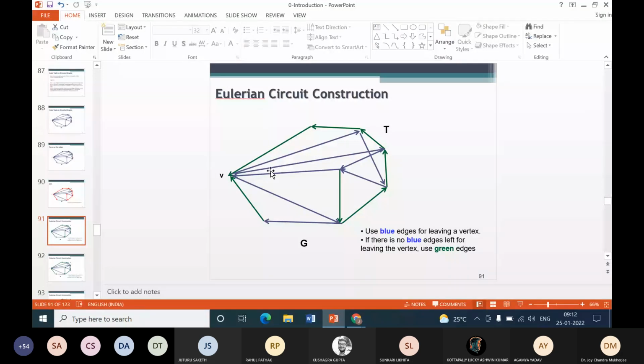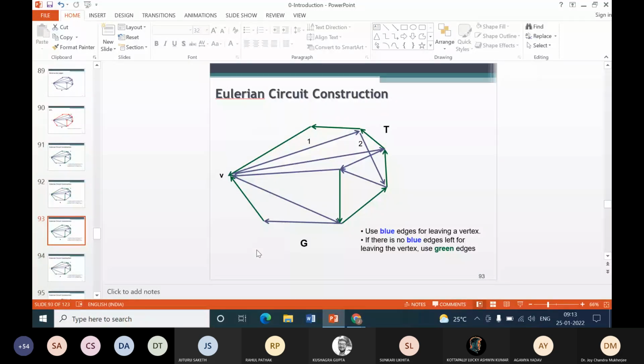From any given vertex, as written here, use blue edges for leaving a vertex always. If there is no blue edge left for leaving some vertex, then only you use the green edges. That is the algorithm. So from V I start. This is my first edge visited. Then here I have one green edge and one blue edge, but I will stick to blue edges. So this must be my second edge.